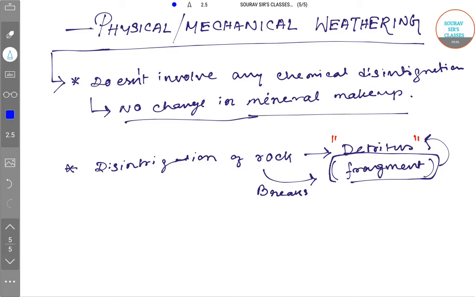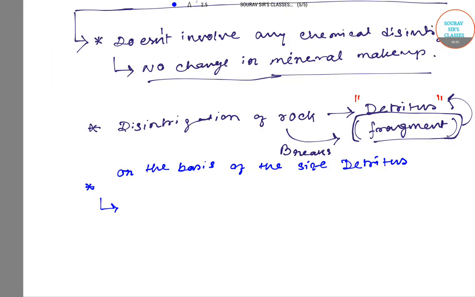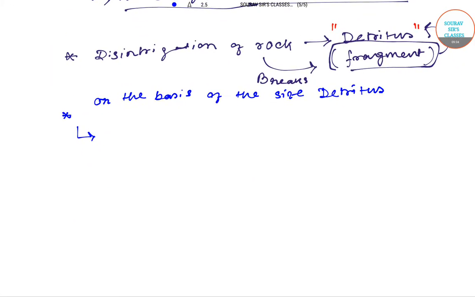Fine. Now the thing that we'll be studying is on the basis of the size of the detritus. There are normally three types of size. The first one is coarse grained.